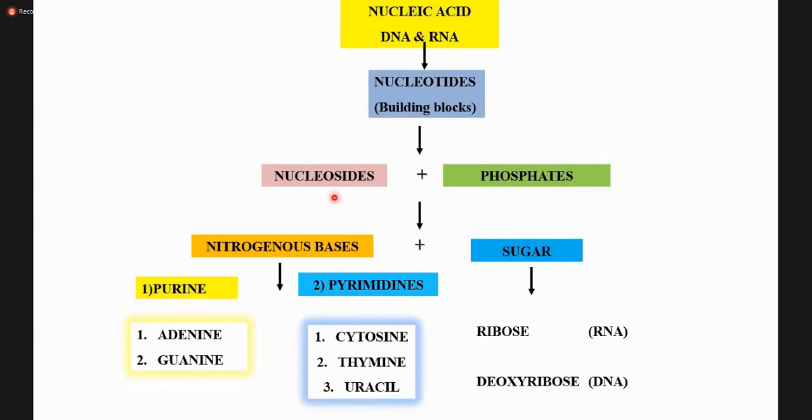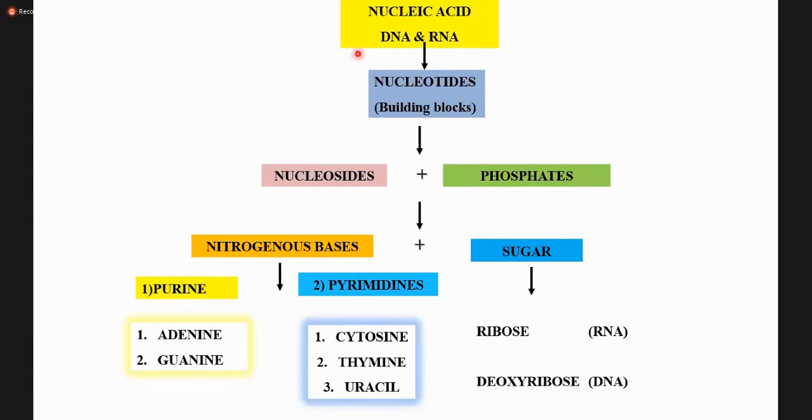Then nucleosides further consist of nitrogenous bases and sugar. There are two families of nitrogenous bases: purines and pyrimidines, and we have two types of sugars. In purines, we have adenine and guanine, whereas pyrimidines contain cytosine, thymine, and uracil. There are two types of sugars: ribose sugar in the RNA and deoxyribose sugar in the DNA.